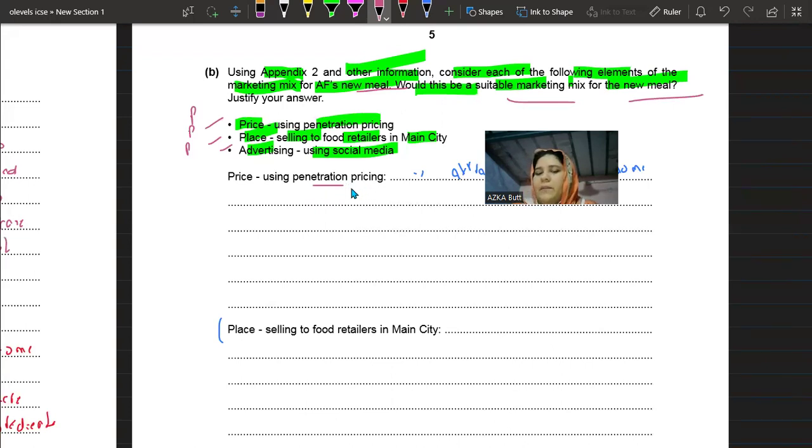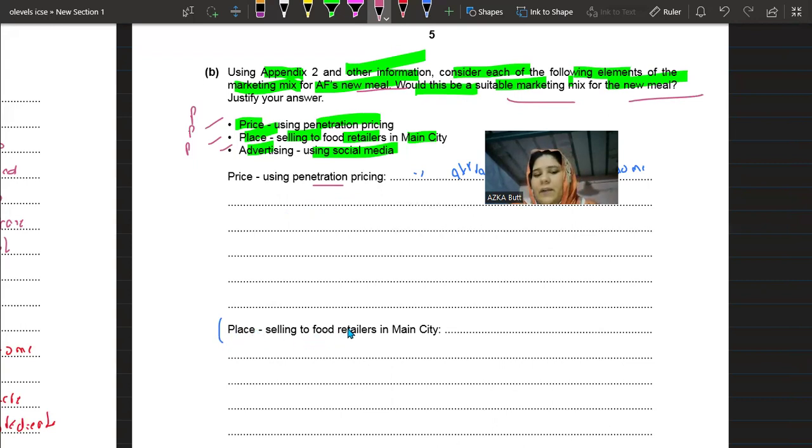So we have to write positive and negative things about the penetration, but in the context. It means we have to extract the situation and circumstances from the case study, and see that if they are using penetration pricing, what kind of disadvantage they will see in the future. And the place.